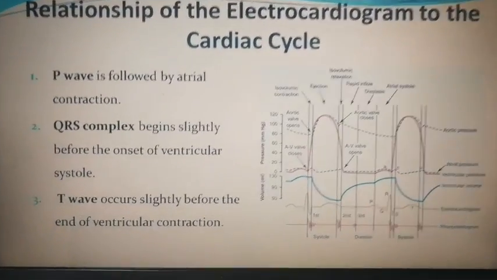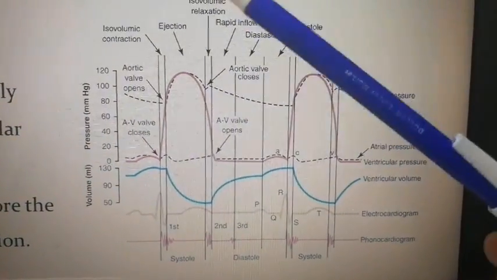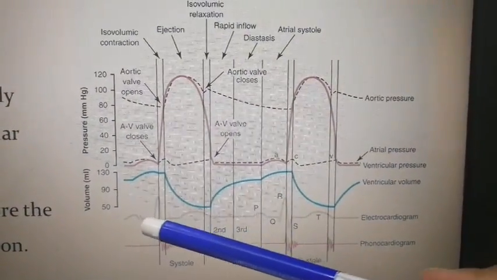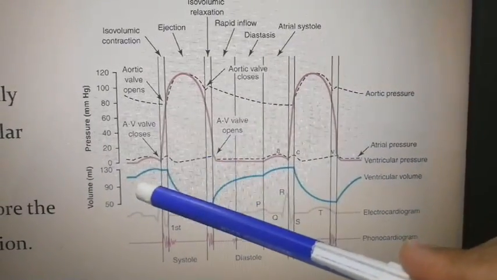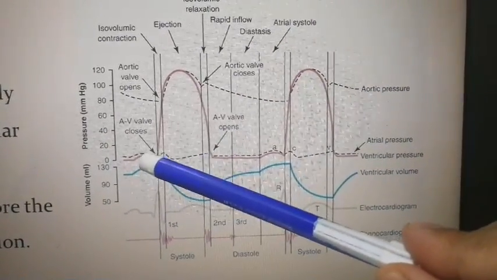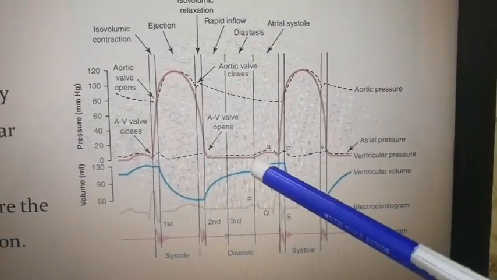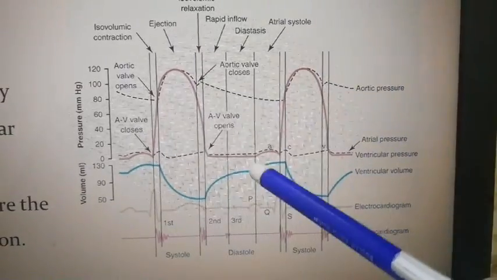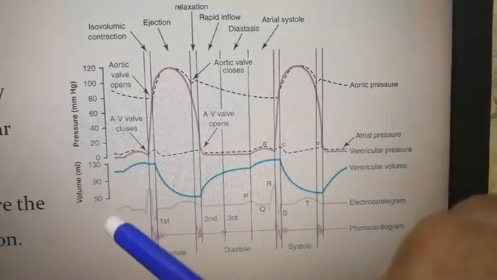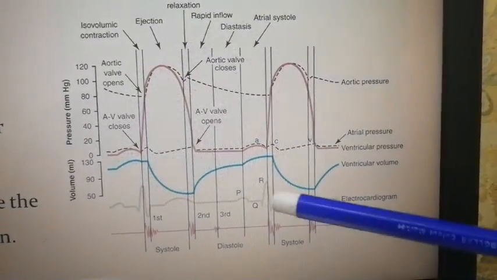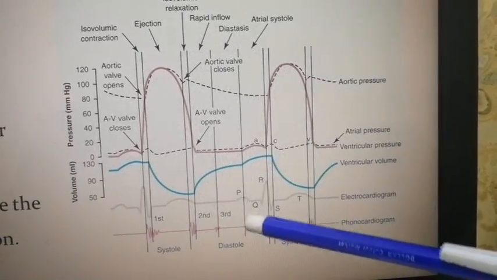You can see here, this is the P wave. The P wave corresponds with the atrial contraction. This is the atrial contraction, and you can see atrial contraction here also. So the P wave is with atrial contraction.